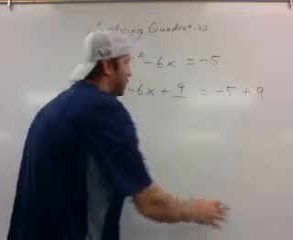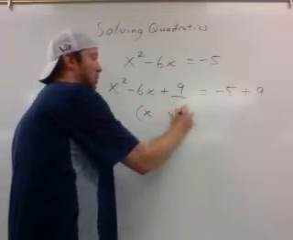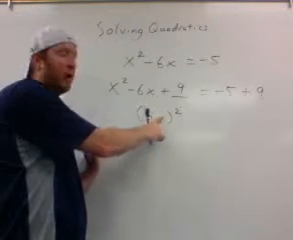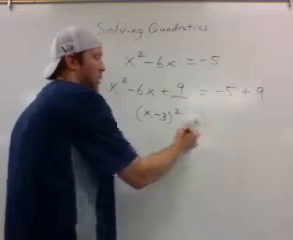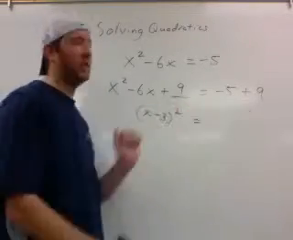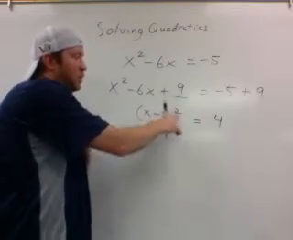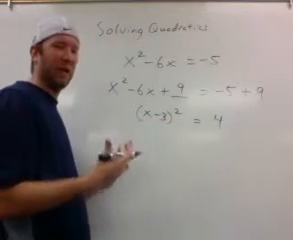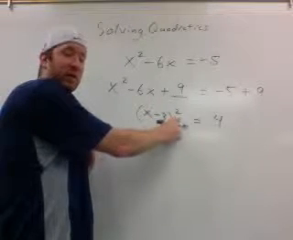Alright, continuing on then, this becomes a binomial squared. And again, I find this part by taking half of the b, so minus 3. Negative 5 plus 9 is 4. Now I've got x minus 3 squared equals 4. I'm kind of back to I only have one x in it. So what I want to do is square root this problem to get rid of the square.